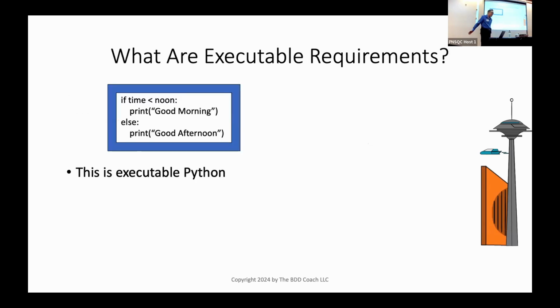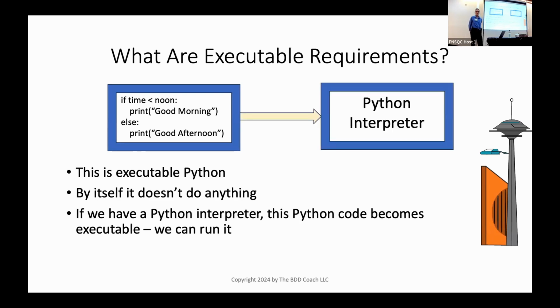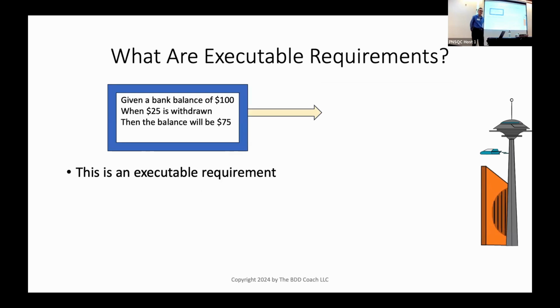So what are executable requirements? Well, this is an executable Python program. I don't see it executing. It's just sitting there doing nothing. But if we have a Python interpreter, then we can run it. And here is an executable requirement. Given these preconditions, when this event happens, then this is the expected result. And that is exactly the form we are supposed to follow for a test case, isn't it?